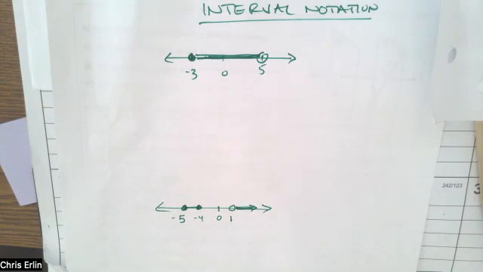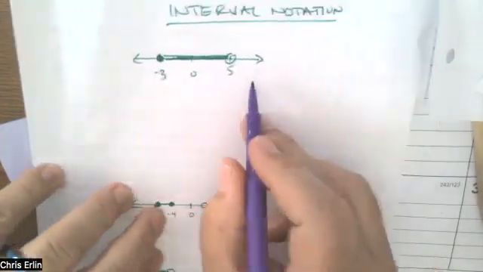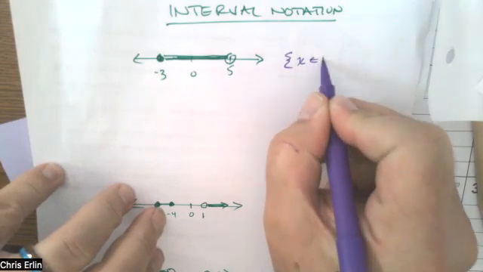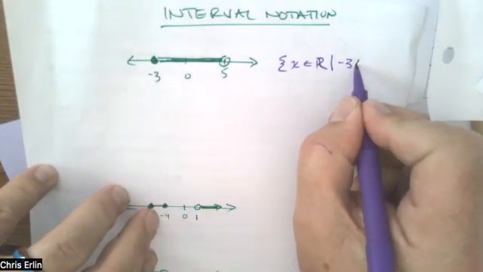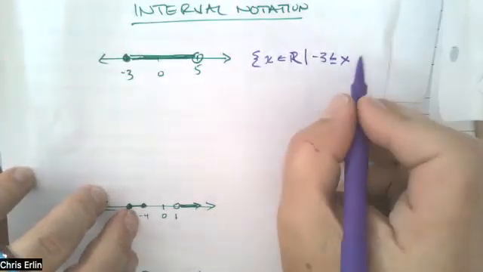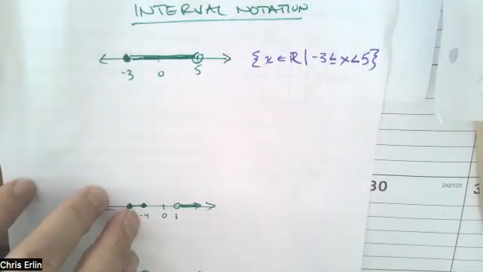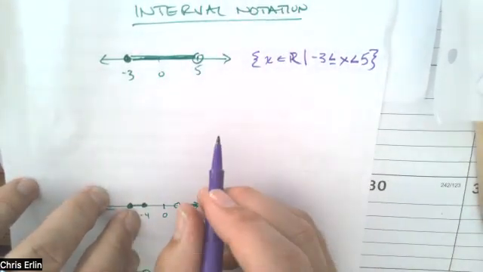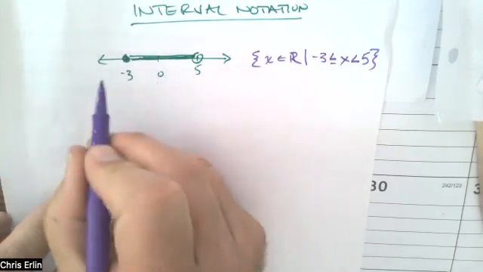So when we're talking about domain, we talked about set notation. For instance, in this case, we would say X is an element of real numbers such that -3 is less than or equal to X, which is less than 5, not inclusive. Well, there's another form of notation called interval notation. And what this does is it asks you to go from the left towards the right.